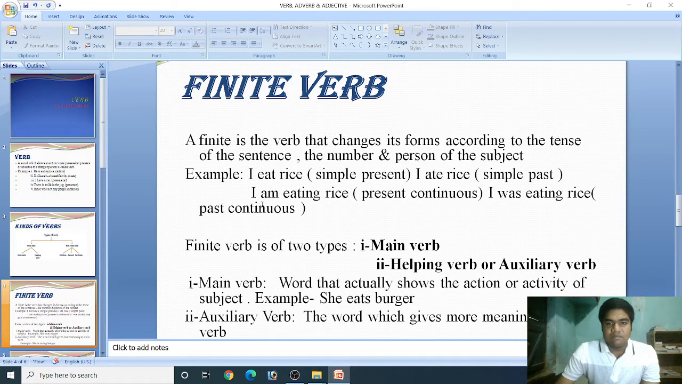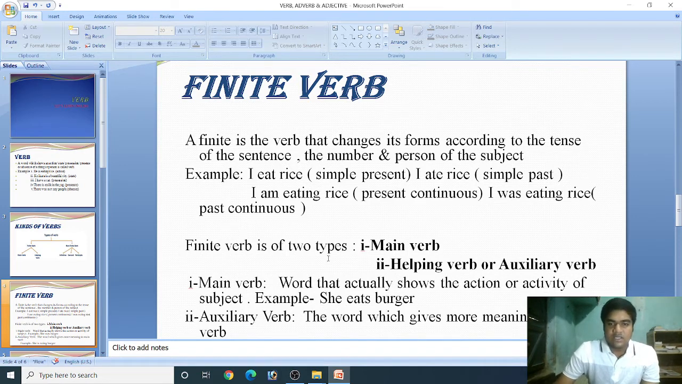And then another example, just to make you understand finite verbs. I am eating rice and I was eating rice. As you can see, this is present continuous tense, and this, I was eating rice, is past continuous. So when there is a change in the tense of the sentence, there is a change in the verb. Am is the auxiliary or helping verb here, and was is the auxiliary verb there. So there is a change from am to was. Why? Because it is past continuous. So I hope you have understood finite verbs.